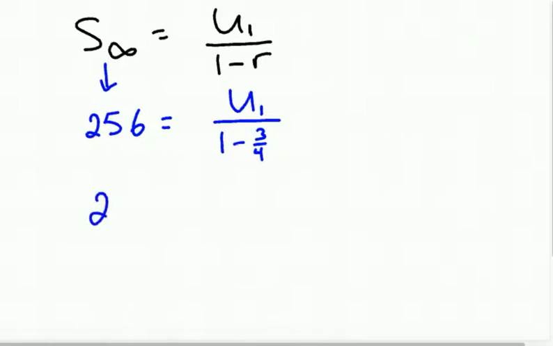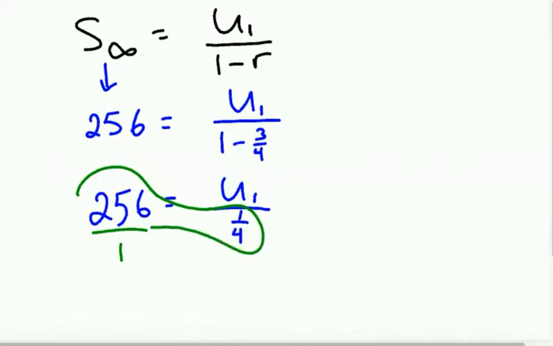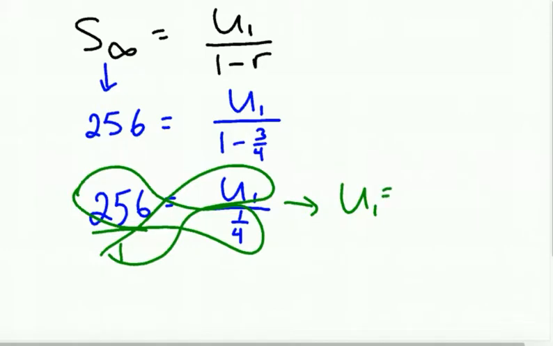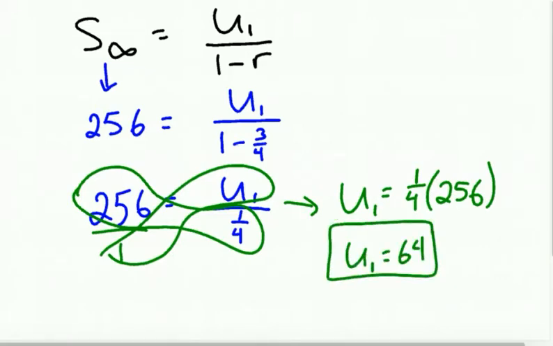So, simplifying this, we've got 256 equals first term over 1/4. Multiply both sides by 4. Sorry. Let's see. This will be easier. Let's cross multiply. And the first term is equal to 1/4 of 256. So the first term is 64. And that should do it for this lesson.